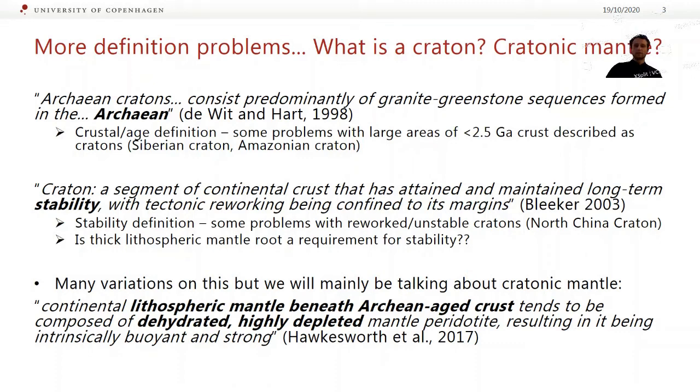Craton: a segment of continental crust that has attained and maintained long-term stability, with tectonic reworking being confined to its margins. So the problem with this one is that there are some things that are called a craton that are definitely not stable. So the North China craton appears to have rifted and lost a bunch of its lithospheric mantle at some point in the past couple of hundred million years, something like that.